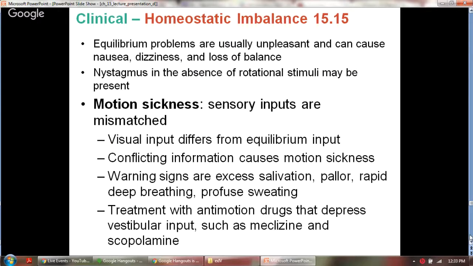Clinically, equilibrium problems are usually unpleasant and cause nausea, dizziness, and loss of balance. So nystagmus, in the absence of rotational stimuli, may be present in these clinical scenarios. Motion sickness is a common word you might have heard. It is when sensory inputs are mismatched, so the visual input differs from the equilibrium input. The conflicting information causes the motion sickness. The warning signs are excess salivation, pallor, rapid deep breathing, and profuse sweating. Treatment is anti-motion drugs that depress the vestibular input, such as meclizine and scopolamine.